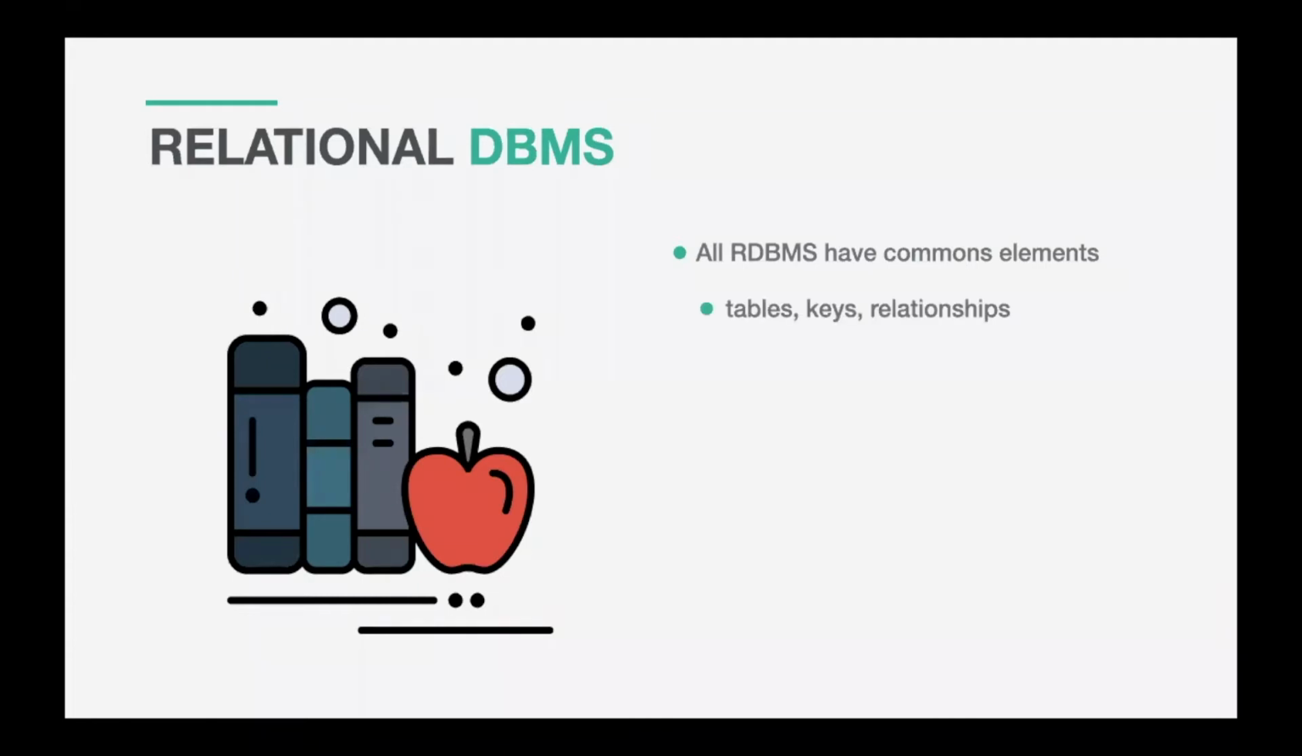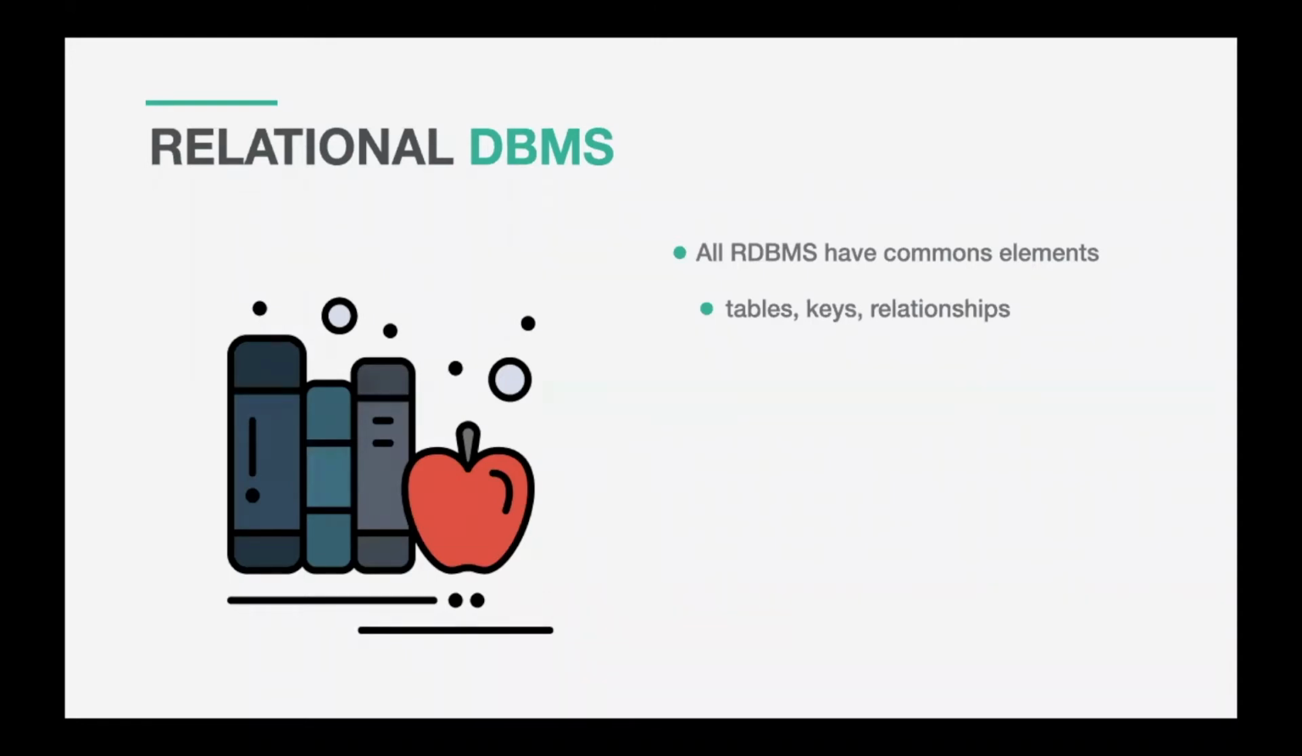They all use tables, keys, and relationships. So in a relational database, we have tables to represent our data. Each data group will be represented in a table. You can think of a table kind of as a spreadsheet where it has columns and rows. And we'll go into more detail with that a little bit later.